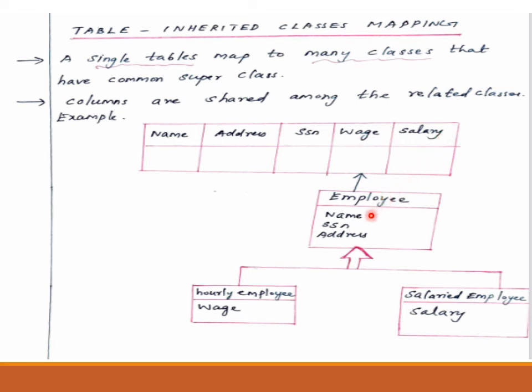Here there are a number of classes: employee, wholly employee and salaried employee. Here employee is the superclass, and wholly employee and salaried employee are the subclasses of this employee. So a single table is mapped to many classes called employee, wholly employee, salaried employee that have a superclass. Here the superclass is called employee.